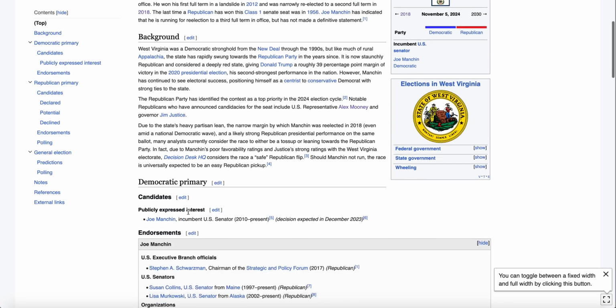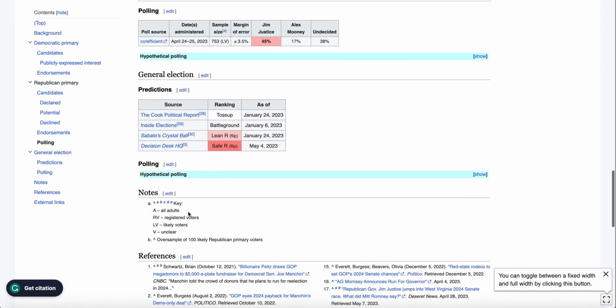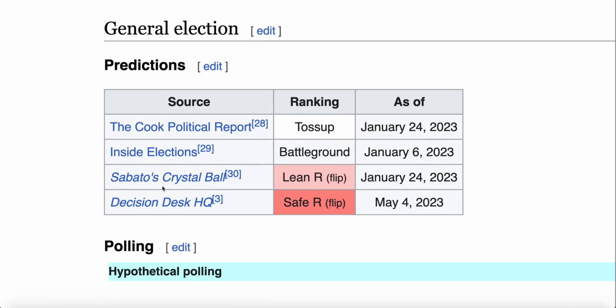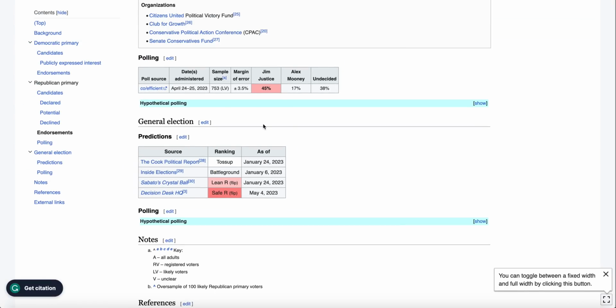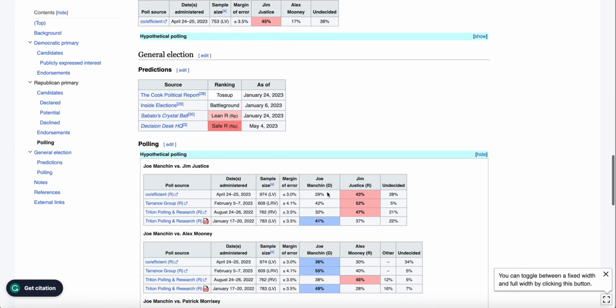And I think if you look at the numbers that have already been released, you can start to see that as well. In fact, some people, including Decision Desk HQ and Sabato's Crystal Ball, already have this as a state that's going to be lean Republican or potentially even safe Republican.